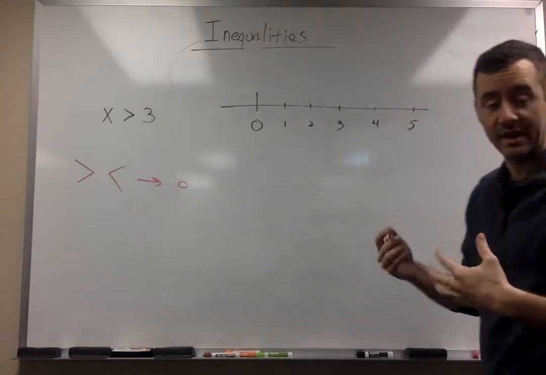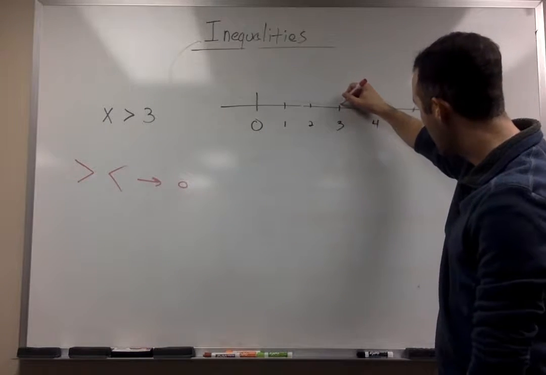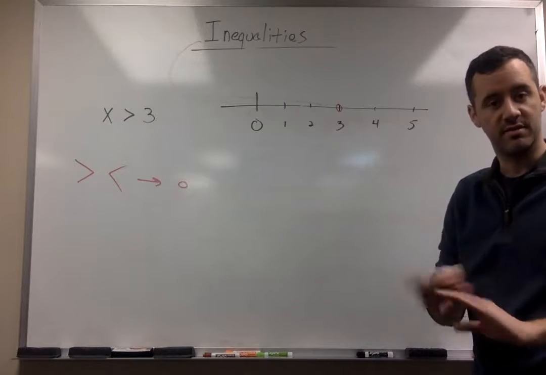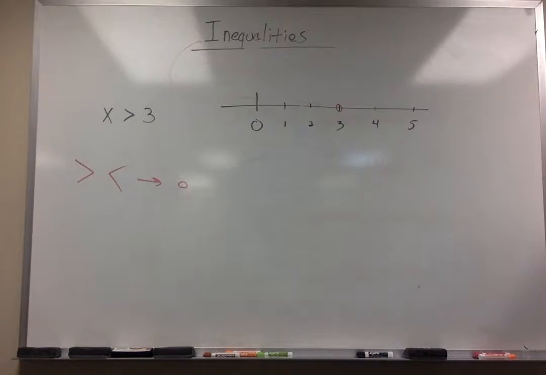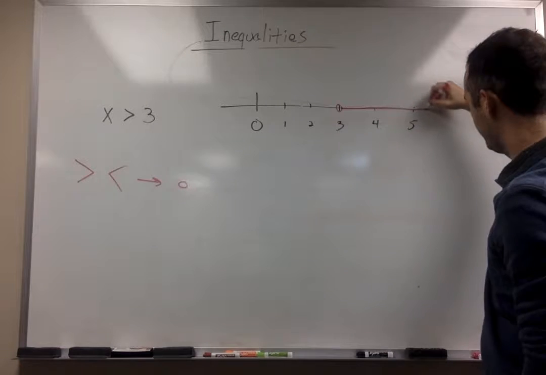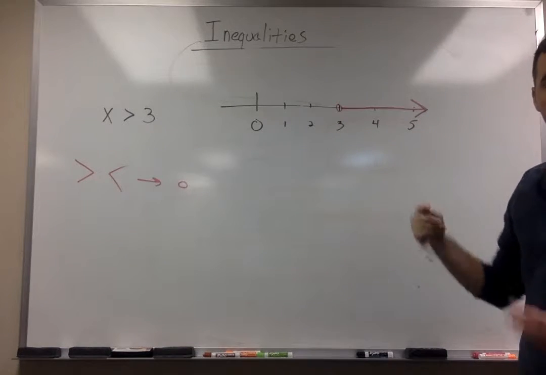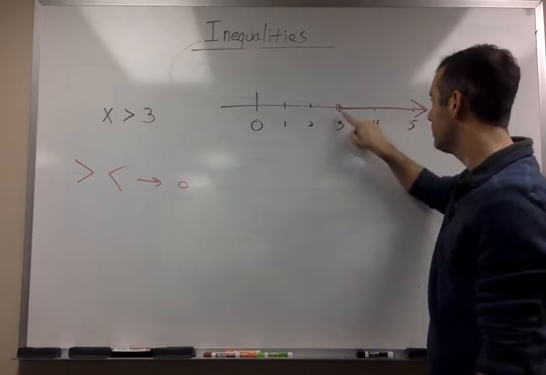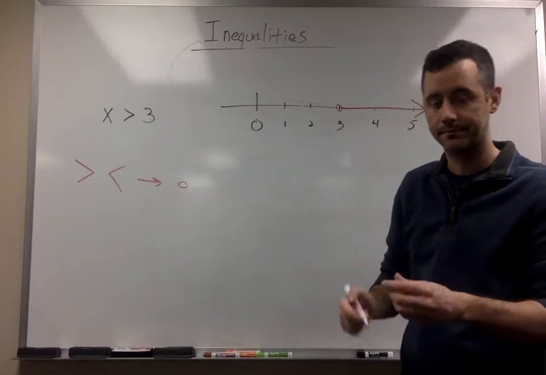So x is greater than 3. So that means that it's not equal to 3. It's bigger than 3, right? So how do I show that? I put an open dot on my 3, okay? And that shows it's not equal to 3. And which way is greater than 3? This way, right? And it goes like that. And I show an arrow to show that it goes on forever. X can be any number bigger than 3, but it's not equal to 3, right? And that's why I have an open dot, okay?